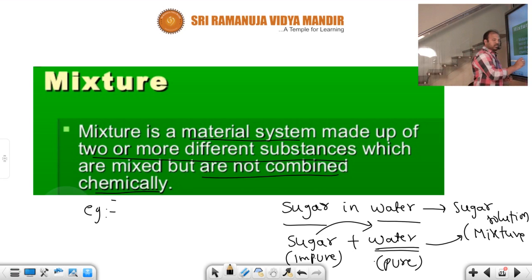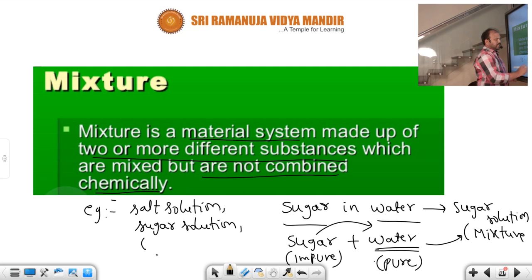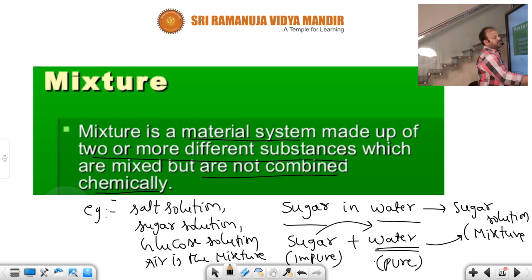Which are examples of mixtures? Salt solution, salt plus water, as well as sugar solution, as well as glucose solution. Of course, air. Air is the mixture of all gases. All these are mixtures. Mixtures are formed by the combination of two or more substances, but those substances never chemically react, they just mix with each other. Those are called mixtures.